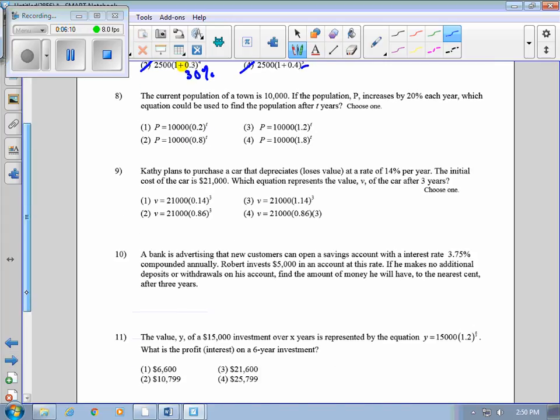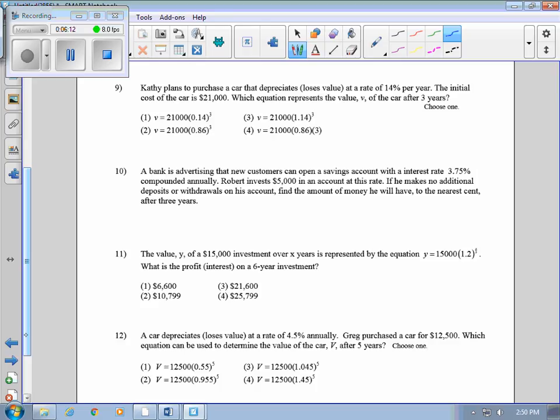Number 9. Kathy plans to purchase a car that depreciates, loses value. Oh, so decay, exponential decay. And I'm thinking subtraction then. Loses its value at a rate of 14% per year. So 14%, if we write that out, 0.14. The initial cost of the car is $21,000. Which equation represents the value V of the car after 3 years?